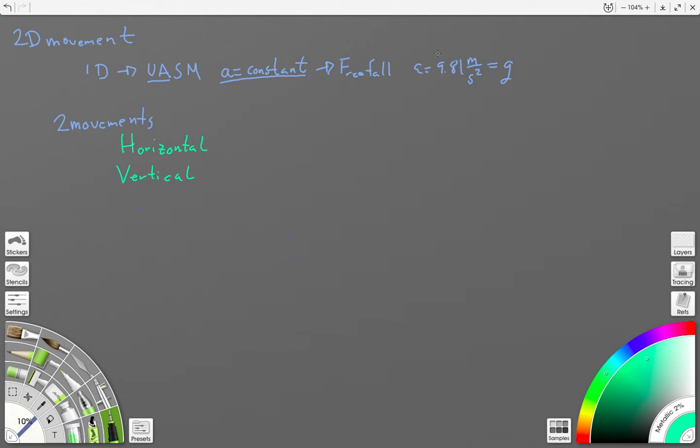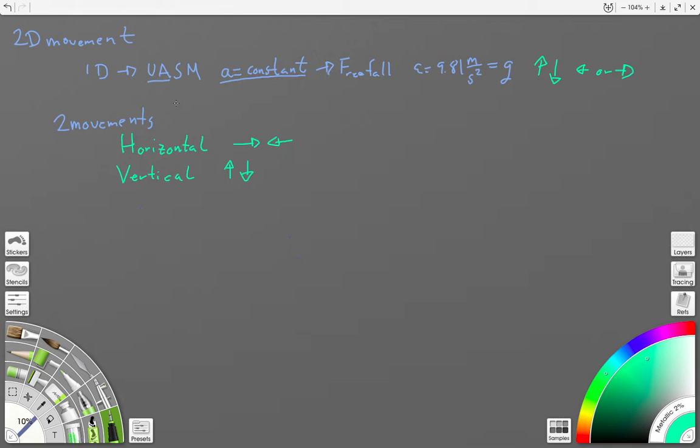Remember that in one-dimensional movement we could have both up or down, or left or right, or along any given plane, but only on one dimension. Now we will be having these two movements integrated into one. So horizontal movement is movement along the horizontal axis, and vertical is movement along the vertical axis.